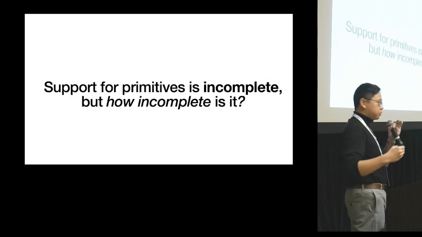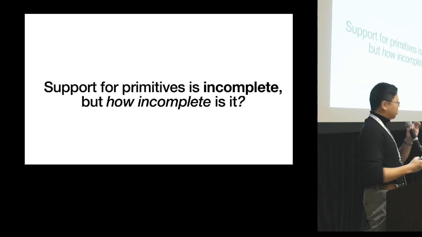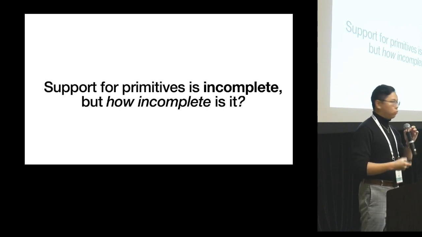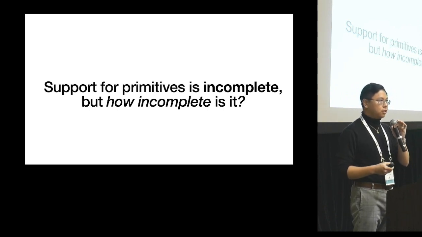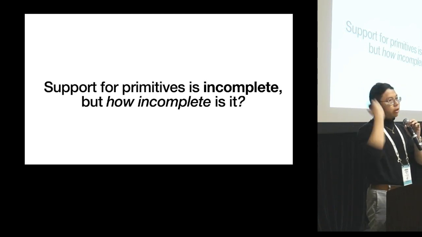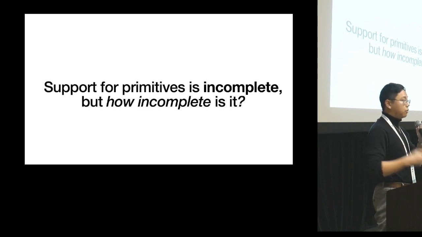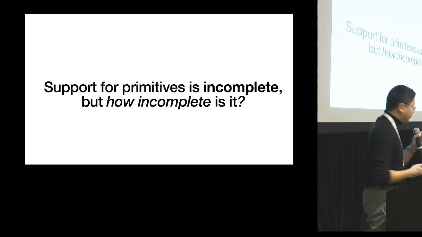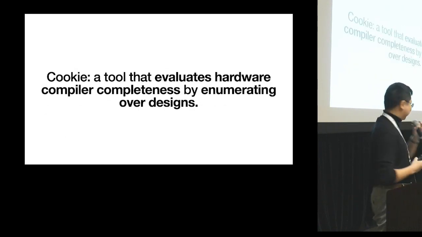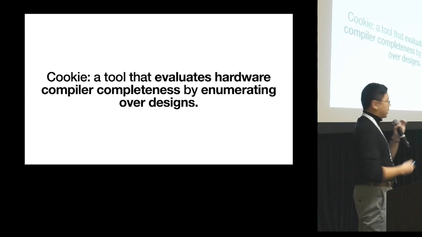Now, from these forum posts, we can infer that the support for these primitives is incomplete. But the question is, how incomplete are these primitives? Existing work has been done that rigorously evaluates these hardware compilers on dimensions of correctness and also dimensions of performance, but no such work exists to evaluate these compilers on how well they're taking advantage of the power of the individual primitives. So to answer that question, I built what I like to call Cookie. It's a tool that evaluates hardware compiler completeness by quickly enumerating over a design space.